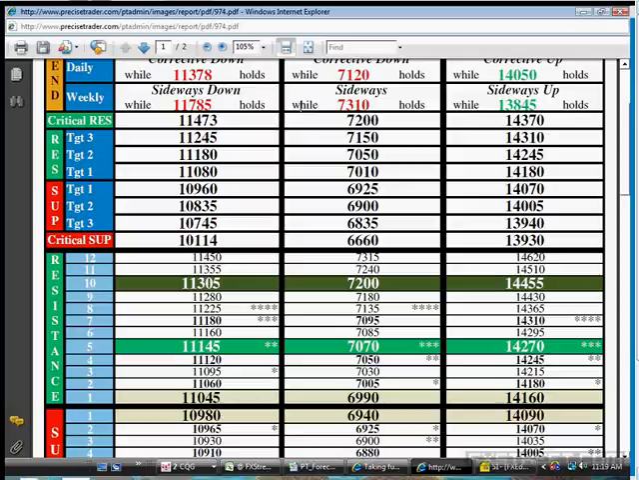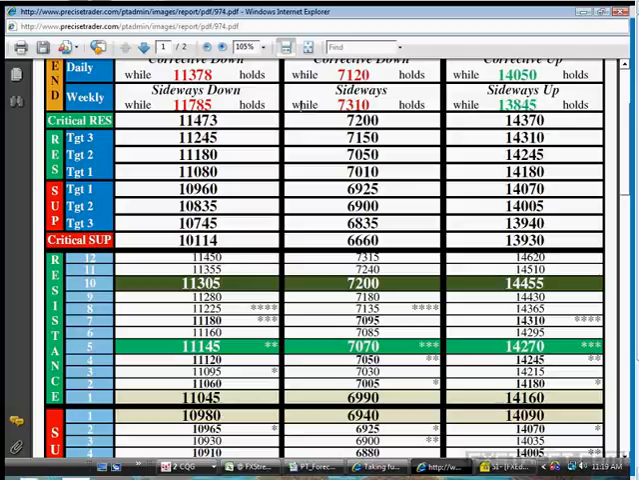Also do take note that our levels are quite valid the first time the price touches and holds. The second time, chances are it may give way, and as a result the market may continue in the direction in which it's moving. So all in all, this is what you need to know about our report.